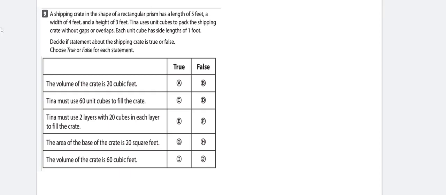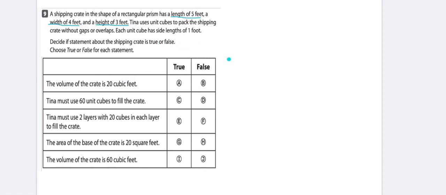All right, let's take a look at this problem here. A shipping crate in the shape of a rectangular prism has a length of 5 feet, a width of 4 feet, and a height of 3 feet. Tina uses unit cubes to pack the shipping crate without any gaps or overlaps. Each unit cube has side lengths of 1 foot. Decide if the statement about the shipping crate is true or false.